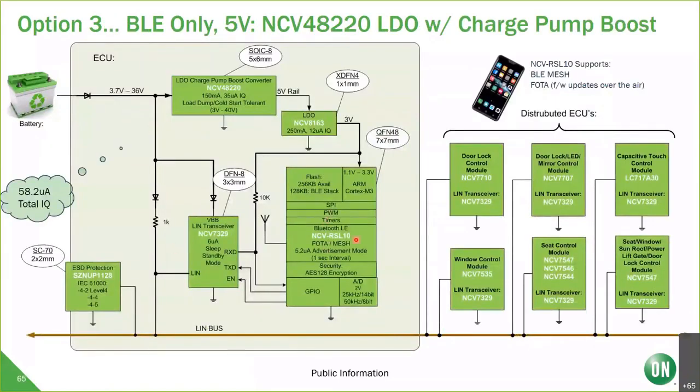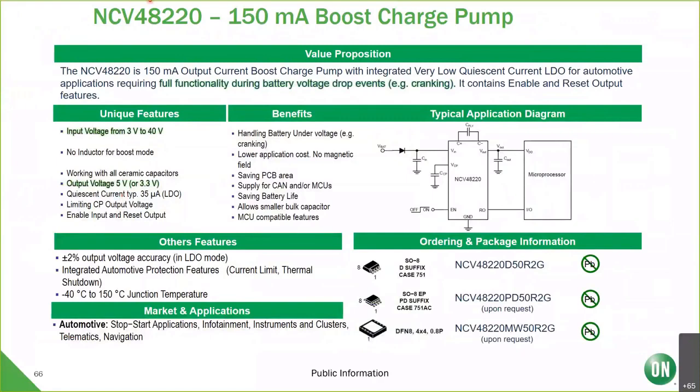Here's the block diagram. Here's my ECU. I've got the NCV48220 LDO charge pump here, facing the battery. I've also got a LIN transceiver, because we make in-vehicle networking as well. We do LIN, CAN, and FlexRay. This one is LIN. This is our automotive BLE device, the NCV RSL10. And this is our LDO, the NCV8163. And these all burn very little IQ, and the total is 58.2 microamps. We also have, this is a one slider on the NCV48220, the 150 milliamp boost charge converter that takes an input from 3 to 40 volts.